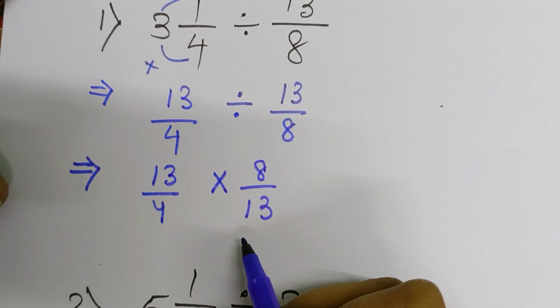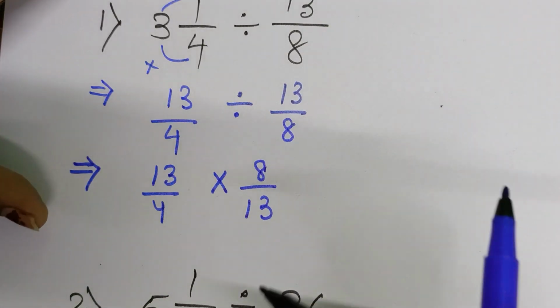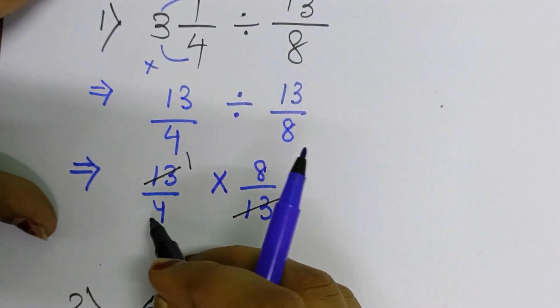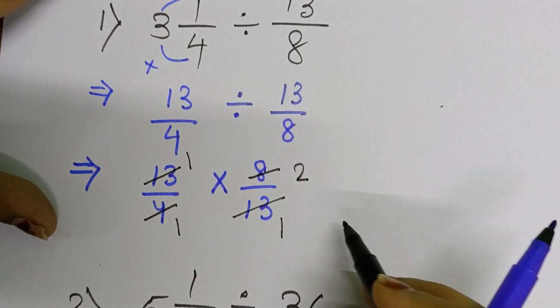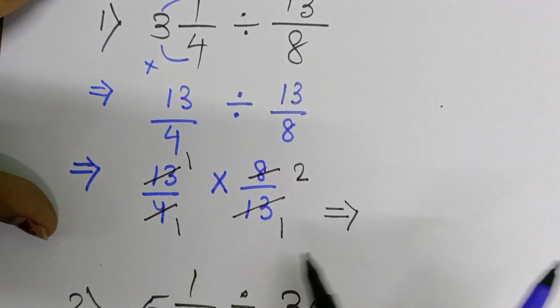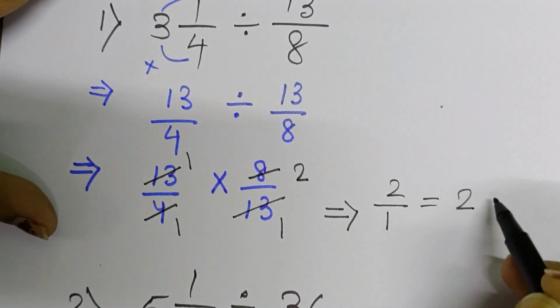Okay, always remember this. Now just cut this. So 13 1 is 13, 13 1 is 13, 4 1 is 4, 4 2s are 8. Clear? So our answer is 2. As you can see, 2 1 is 2 and 1 1 is 1. Means 2 by 1 equals 2 is our answer.